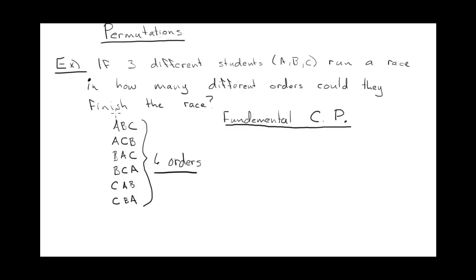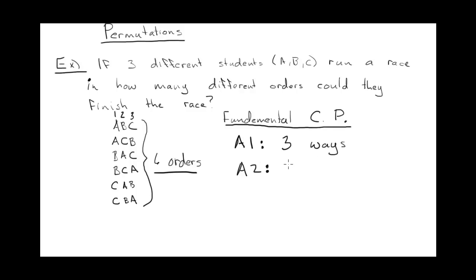So what are the actions? Well, the actions here are the first person finishes, the second person finishes, the third person finishes. So action 1, how many ways can someone finish first? Or how many people could finish first? If the race is being run, there's 3 people that could cross the line first. So 3 ways that action 1 could happen. Action 2, remember we're running the race, so someone has already crossed the finish line. So now how many ways could someone cross second?